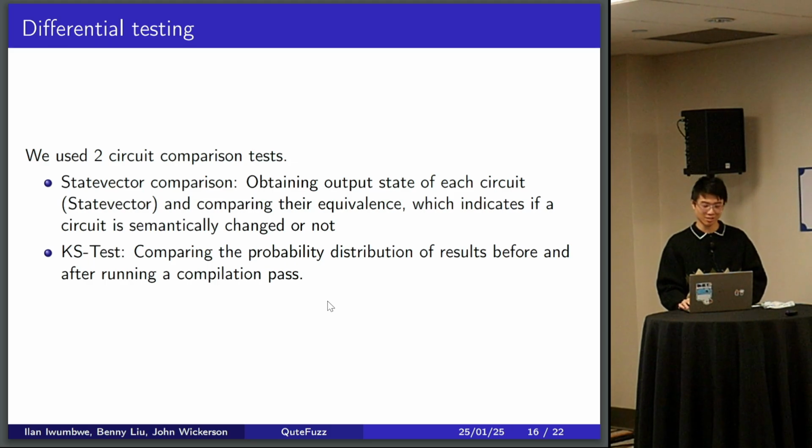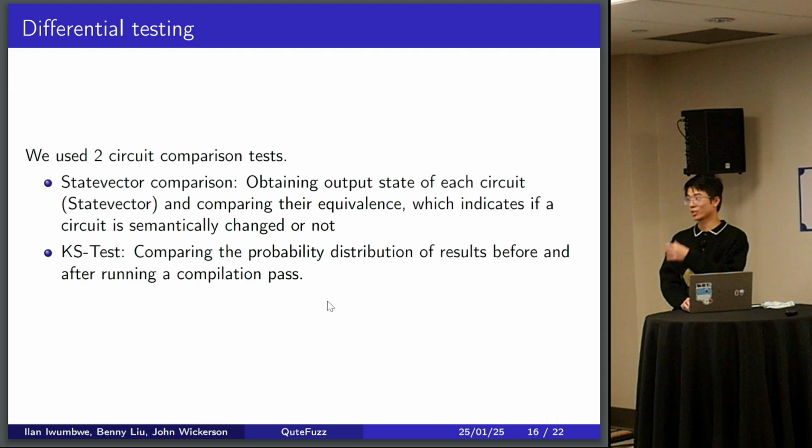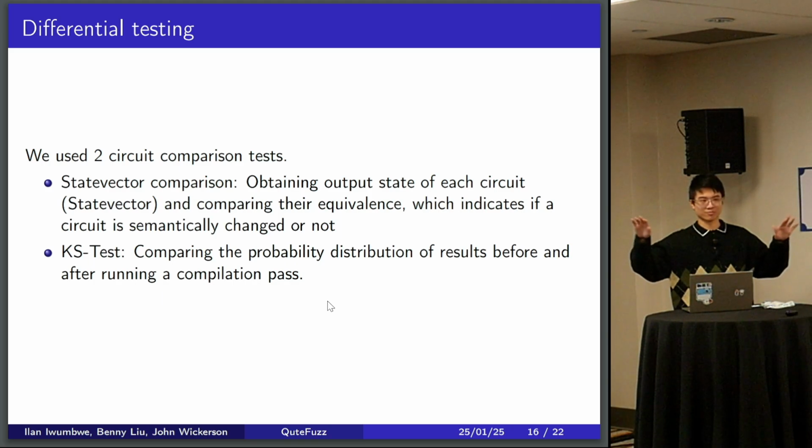So in the case of Qiskit, where we apply control flows, we do mid-circuit measurements, where the simulators cannot give us a state vector output. In which case, we'll use shot-based simulation. And with that, we can use the KS test to compare these two output distributions and whether they are the same or not.